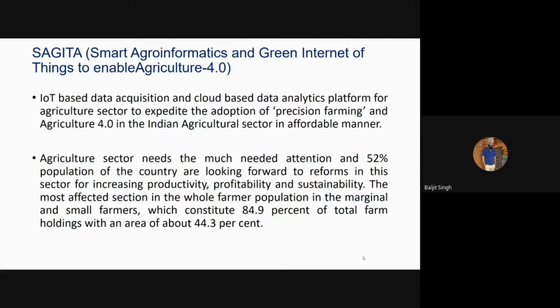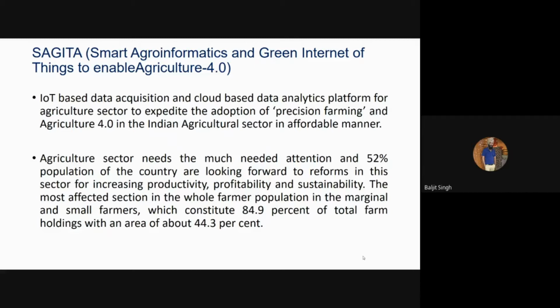So affordability is a key question in this sector because farmers are reluctant to use such services because they are very costly. We need to take care of the farmer's needs and their emotions, which are connected to money, to the economy. The agriculture sector needs much-needed attention, and 52% of the country's population is looking forward to reforms in this sector for increasing productivity, profitability, and sustainability.